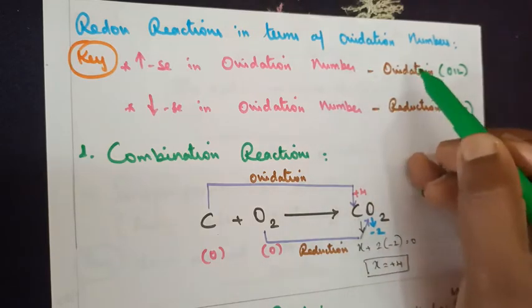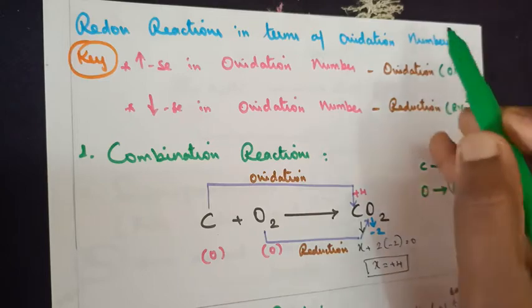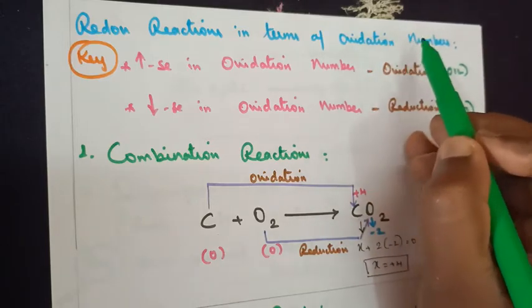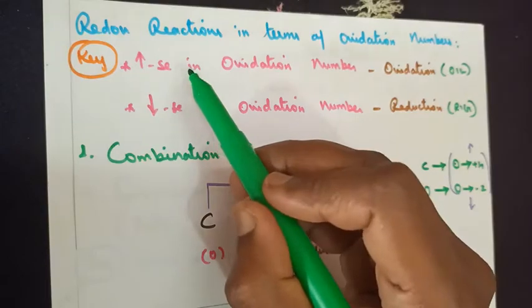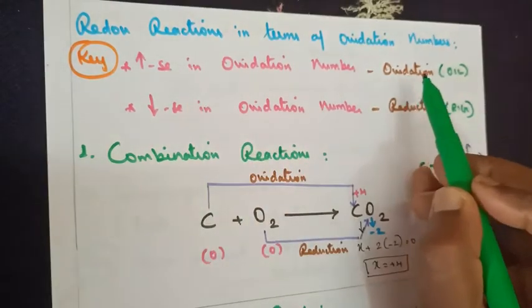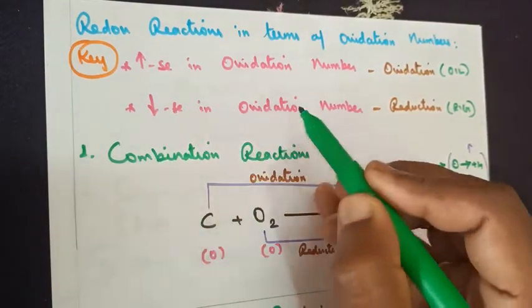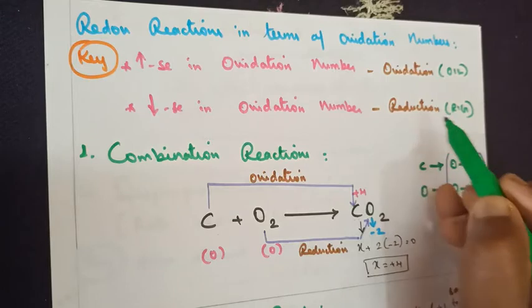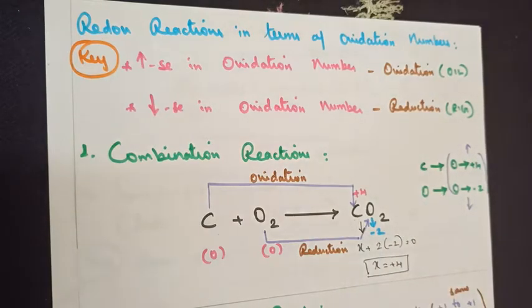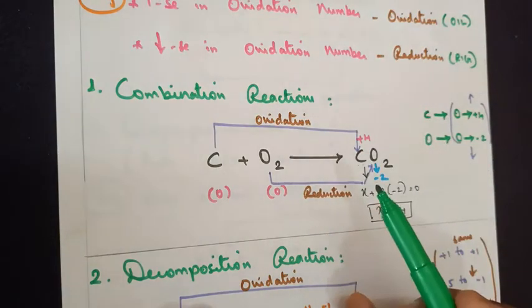Apart from this, how do we know whether oxidation is taking place or reduction is taking place? Based on the oxidation number. If the oxidation number that you are finding increases, oxidation is taking place. On the other hand, if there is a decrease in the oxidation number, reduction is taking place. Without wasting time, let's directly move on to the types of redox reactions.